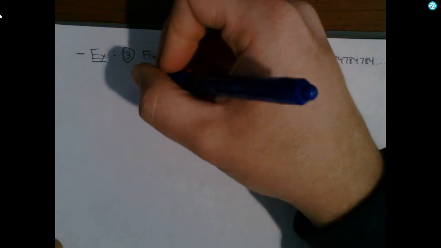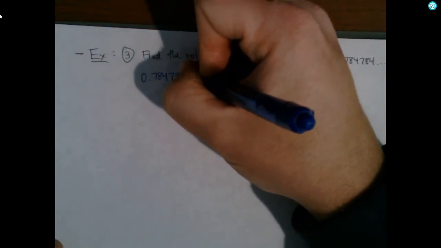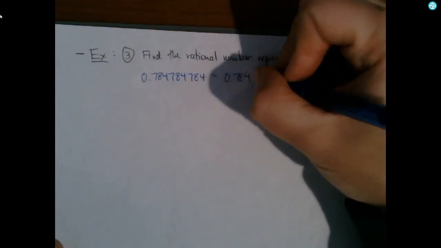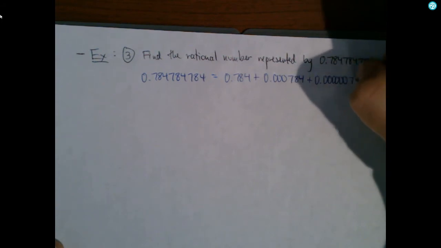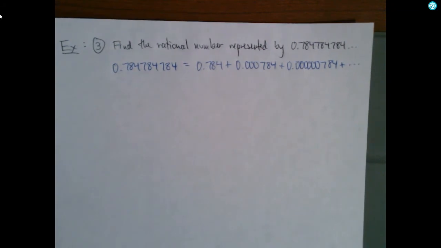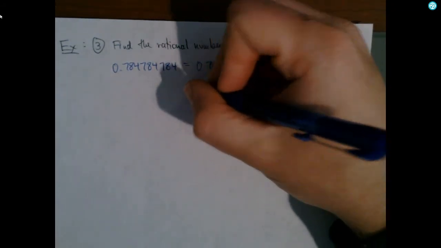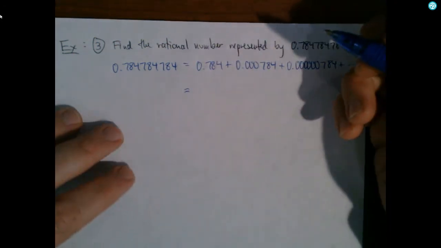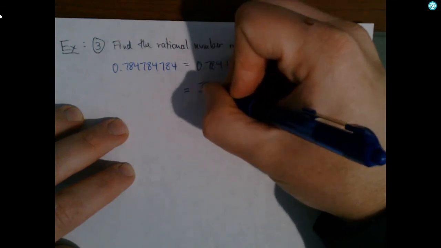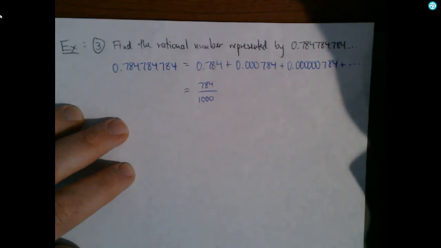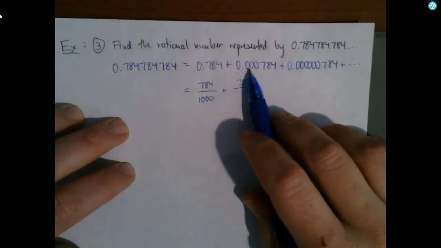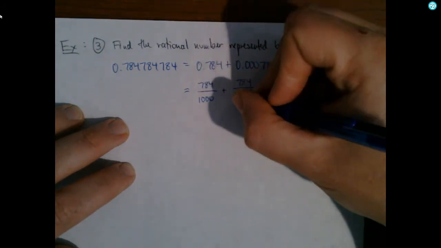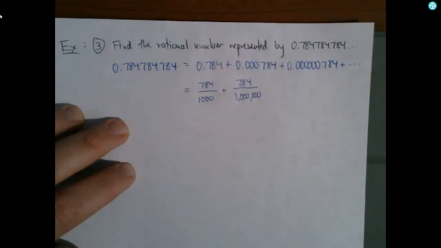Okay, so 0.784, 784, 784 is really 0.784 plus 0.000784 plus 0.000000784, and so forth. So this is 784 thousandths, plus 784, goodness, what would it be? Tenths, hundredths, thousandths, ten thousandths, hundred thousandths, millionths? But notice, here we have 3 zeros, here we have 6 zeros. So on the next one, we're going to have 9 zeros.